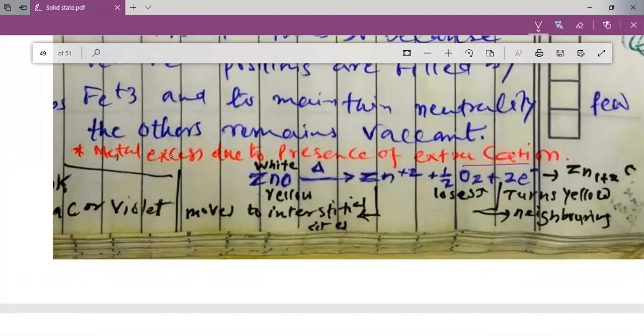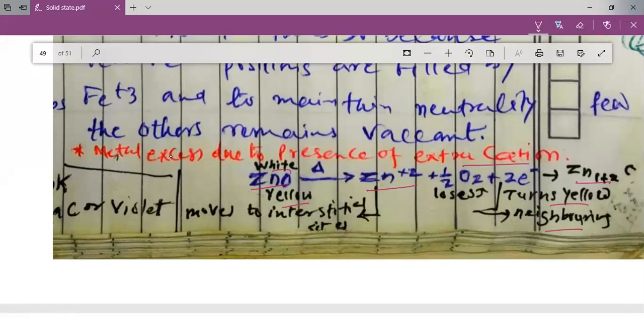My dear students, ZnO, which is white in color, when it is heated, produces Zn plus 2, 1 by 2 O2 and 2 electrons. This oxygen diffuses out from the crystal of ZnO, and thus this Zn plus 2, being smaller, moves to the interstitial site. So ZnO, which was white in color, now due to the presence of Zn plus 2 ion, turns yellow in color.